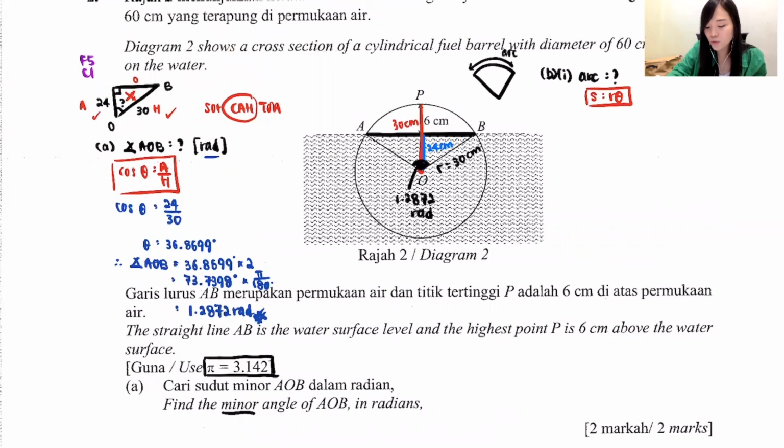So which part do they want me to find, my dear? They want to find the arc. The arc is the curved part. And they want to find the curved part above the water surface, which is exactly the yellow color one. Can you see that? So how do we find the yellow one? The yellow one is exactly under this yellow color sector. All I need to do is sub.